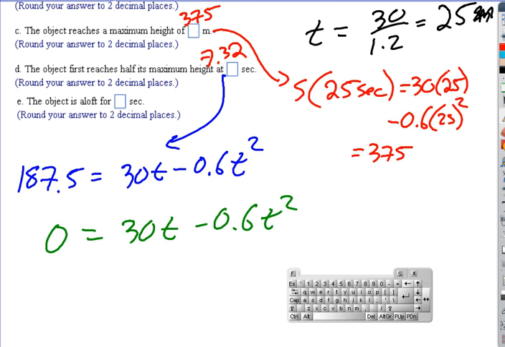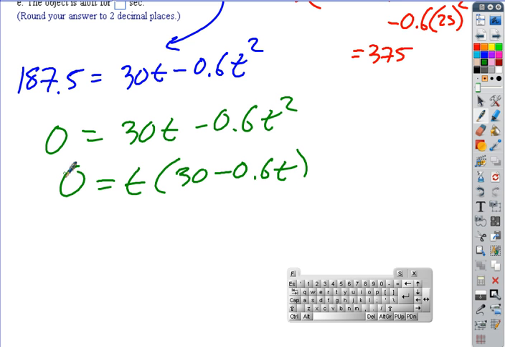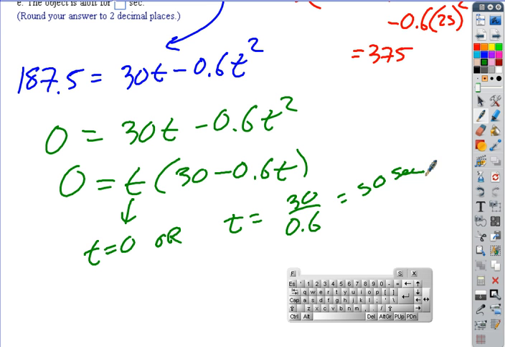We could factor out a t. I mean, we could just graph it, but it's much easier to just factor out a t, and then we're left with 30 minus 0.6t. So my zeros are either t equals 0 or t equals 30 divided by 0.6, if I set this one equal to 0 and solve. So 30 divided by 0.6 is 50. So there's your 50. So that's when it hits the ground for the second time, which is after it's been in the air. Okay, so I'm not even going to bother putting those in.